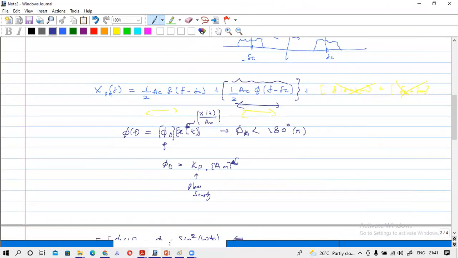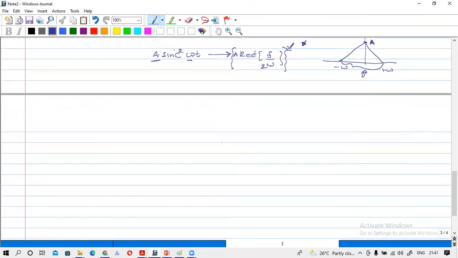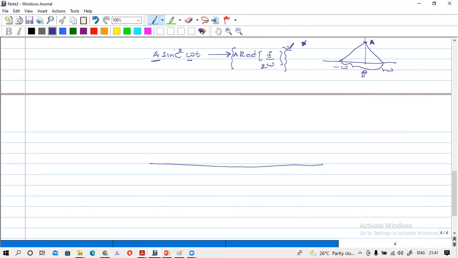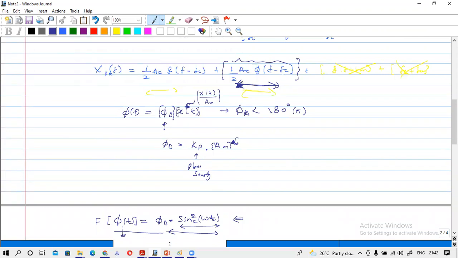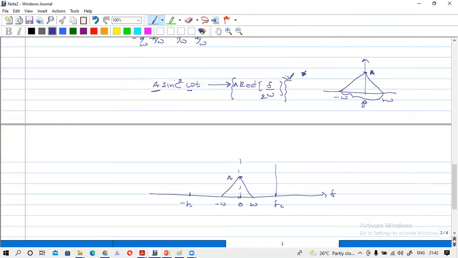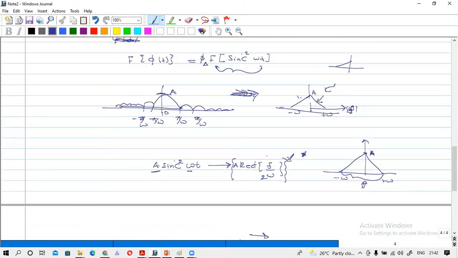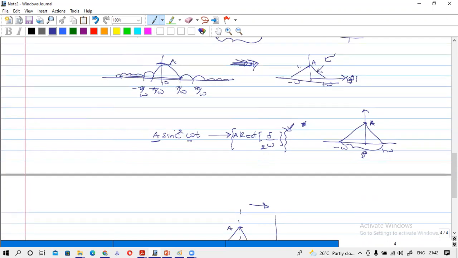This is the term we have gotten. So we can draw the spectrum like this. If you consider f, here is 0, here we have fc, and here also we have minus fc. You can see that this is a rectangular pulse, like this, from minus ω to plus ω, and this is A. And here you have Φ(f − fc). So that means the signal is shifted this way, no? So here you have to find the shifted version.